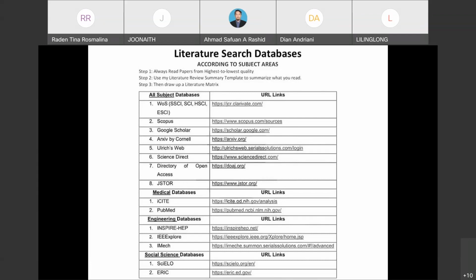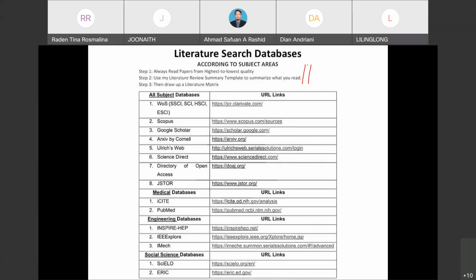Use my literature review summary template to summarize what you read. So you need to come up with your own literature review summary templates. Then draw up a literature matrix. So what should you put in your literature review summary template?